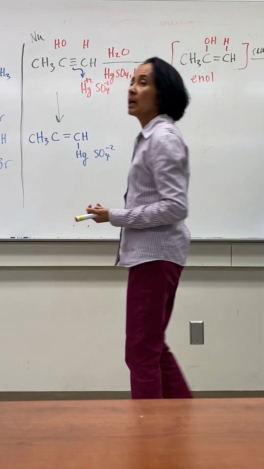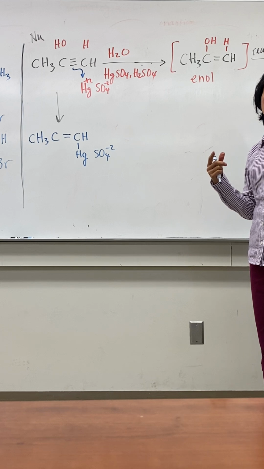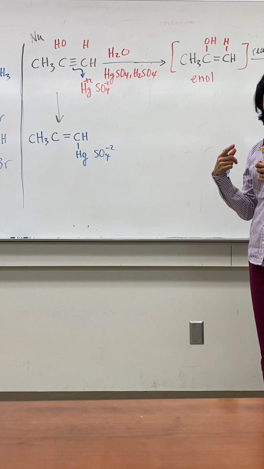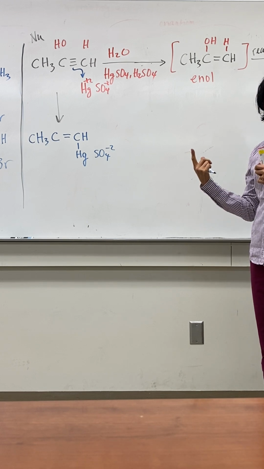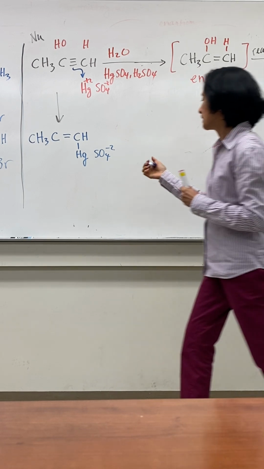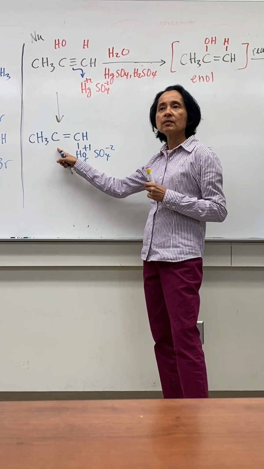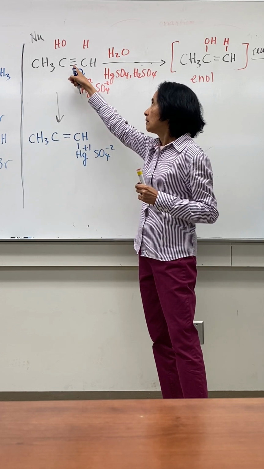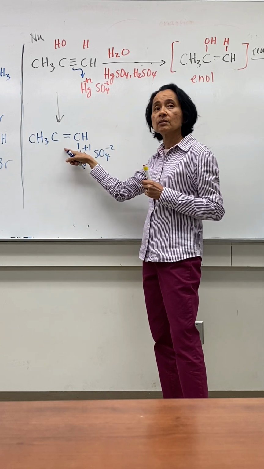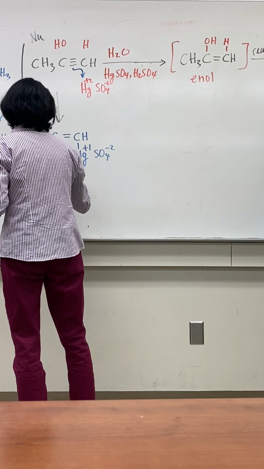This mercury becomes what? +2. Neutral. It got 1 electron. Negative. It becomes +1, okay? So therefore, because the bond here goes to make a bond to the mercury, this carbon is positive. So this is now a carbocation.